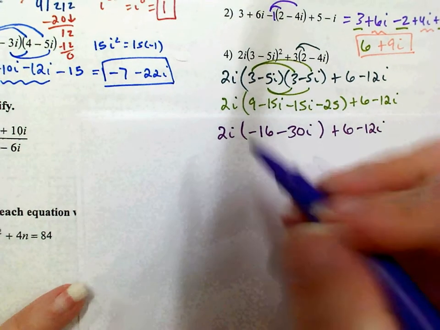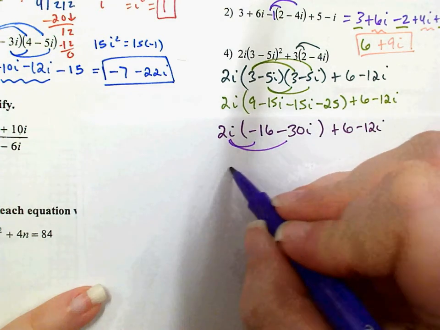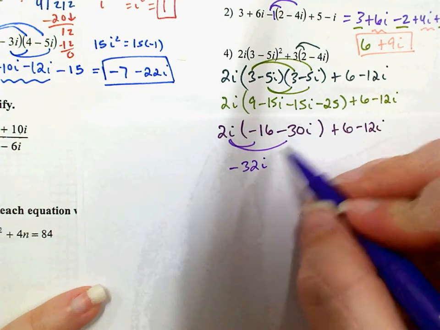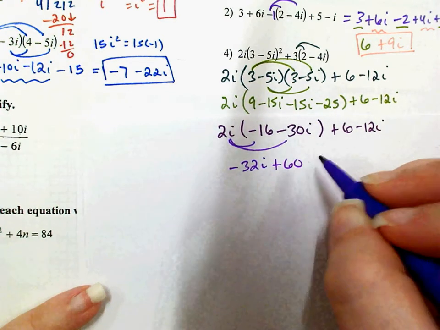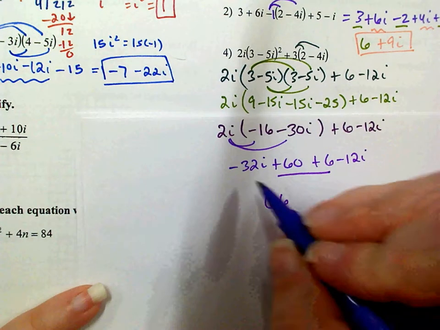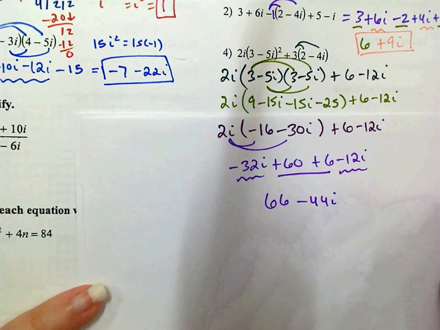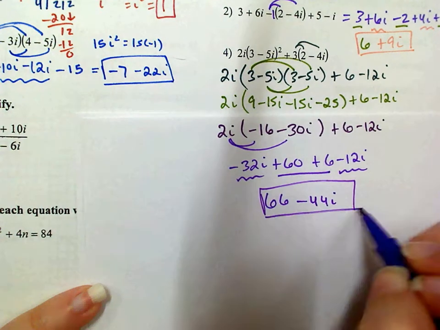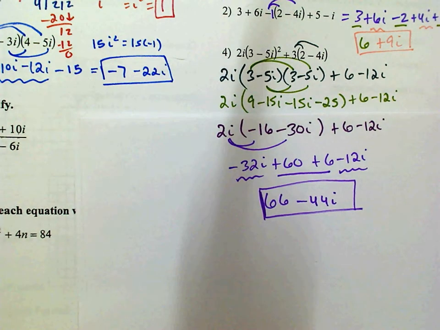So I distribute the 2i. 2i times negative 16 is negative 32i, and 2i times negative 30i is negative 60i squared, which makes it positive 60, plus 6 minus 12i, so that is 66, and that is negative 44i. Okay. Number 5.